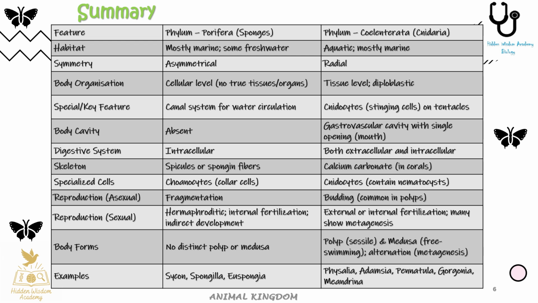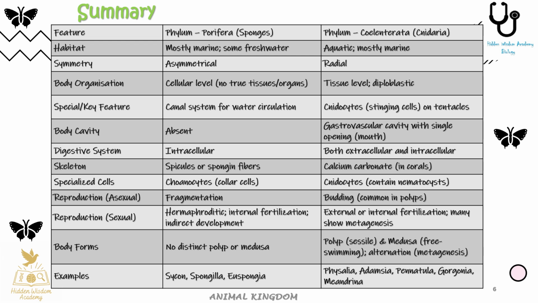On the other hand, phylum Coelenterata, also known as Cnidaria, includes aquatic animals that are mostly marine. It shows radial symmetry. They have tissue-level organization and are diploblastic, meaning their bodies develop from two primary germ layers. A key feature of cnidarians is the presence of cnidocytes, or stinging cells, on their tentacles. They possess a gastrovascular cavity with a single opening that functions as both mouth and anus.